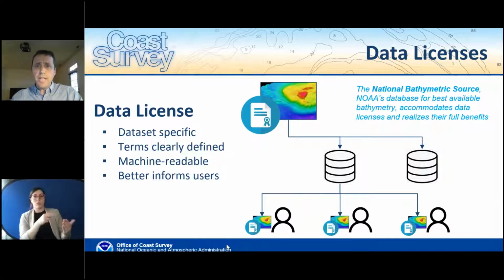And of note here is that the National Bathymetric Source, that's the Office of Coast Survey's database for the best available bathymetry, accommodates data licenses. To the credit of the NBS team, they had data licensing in mind from the inception of the database, so they're ready to realize all the benefits of using data licenses in terms of automation and scalable processes related to the data handling. Slide, please.